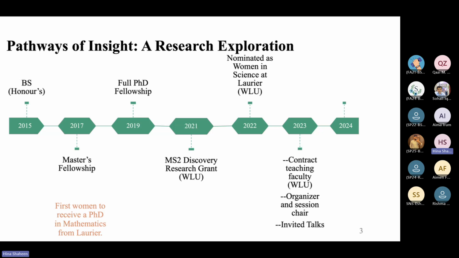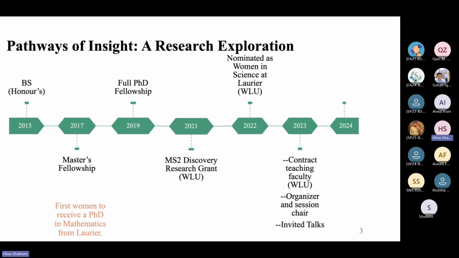Then in 2019, I got a full PhD fellowship at University of Waterloo in Canada. I started my PhD in mathematical and statistical modeling, where the topic of my thesis was multiscale modeling of brain network and the analysis of dynamic processes in neurodegenerative disorder. The good thing was I was the first woman who started a PhD in the maths department, and the first woman who fulfilled the requirements for a PhD in mathematics from Laurier and also from the University of Waterloo. They have a joint program for maths and stats students.